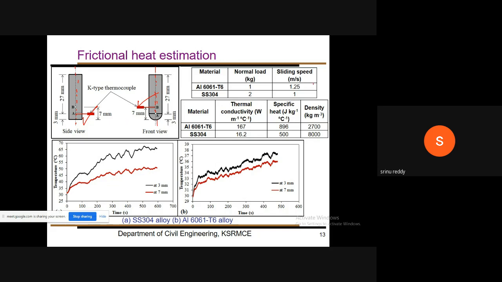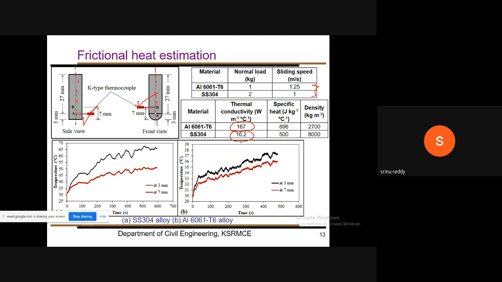So here, these are the properties. And one more thing, here we have considered two materials. I considered these two materials because they have two different thermal conductivity values. Aluminum has a thermal conductivity of 167, and SS304 has 16 point something. If there is a huge difference in thermal conductivity, we want to check how our model varies.